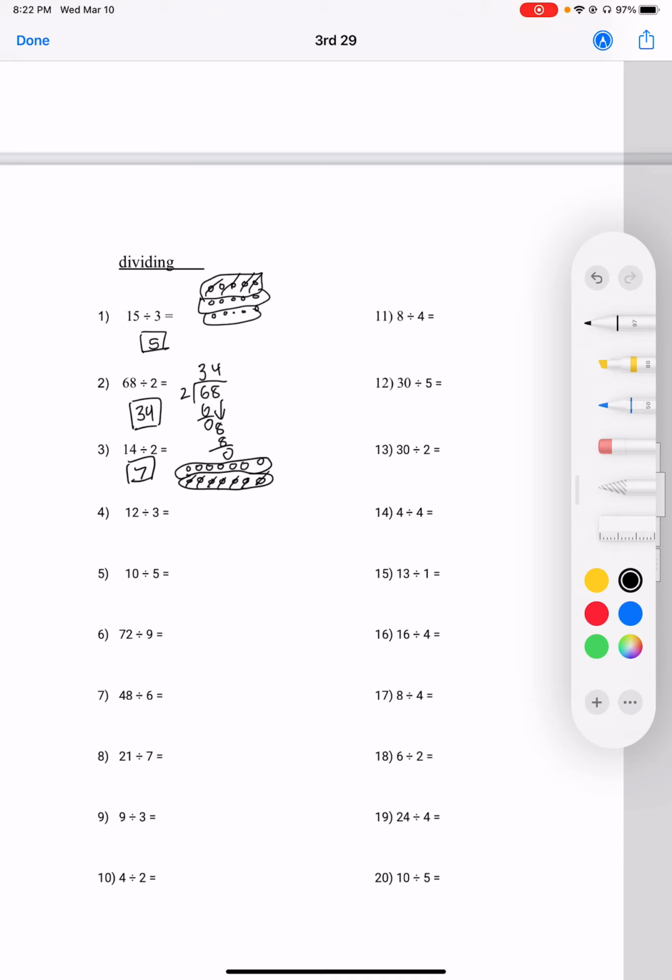12 divided by 3 would be 4. 10 divided by 5 would be 2. 72 divided by 9 would be 8. 48 divided by 6 is 8. 21 divided by 7, 3. 9 divided by 3 is 3. 4 divided by 2 is 2. So these smaller numbers, you can just draw it out like 1, 2, 3, 4. Separate them into 2 equal groups and count how many are in each group.